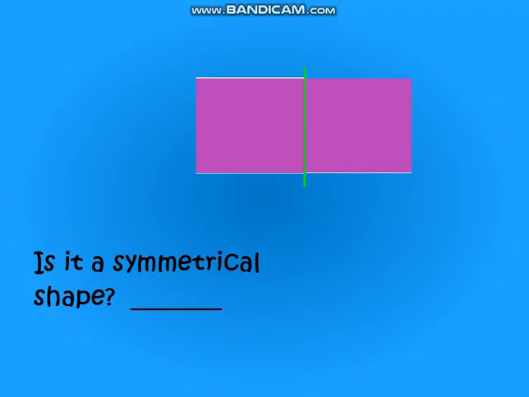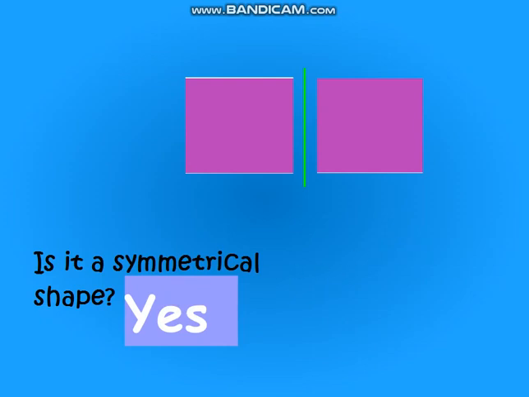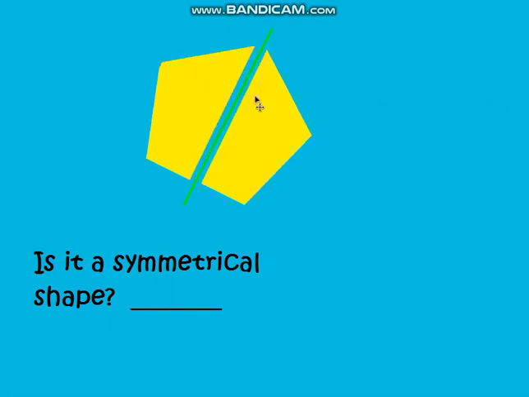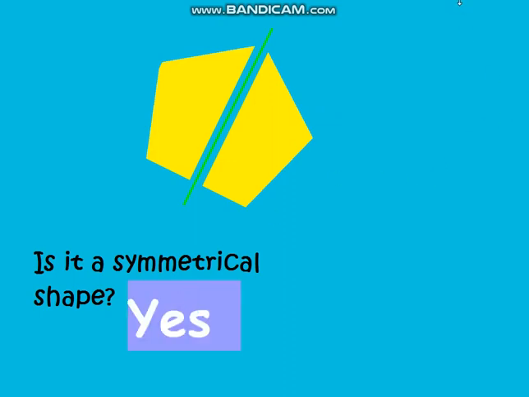Let's try another one. Can you see this rectangle? This is the line of symmetry. Let's check. I'm going to separate the first one away from the second one. Do they look exactly like each other? Yes, they do. So it is a symmetrical shape. What about this one? Let's separate the two shapes divided by the line of symmetry. Are they exactly the same? Yes, they are. So this shape is a symmetrical one.